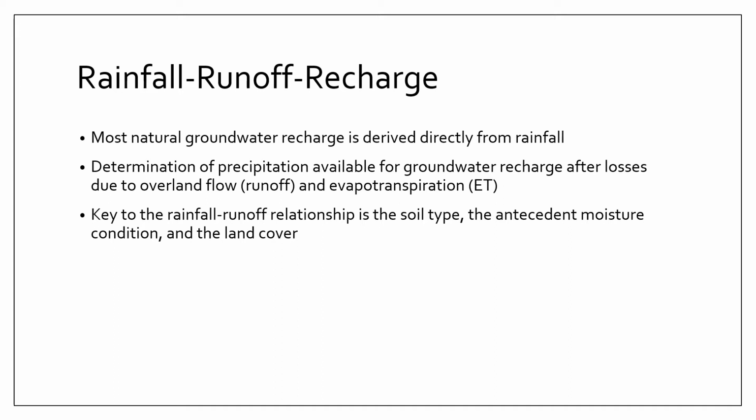And what happens is we have to determine first which proportion of precipitation is actually available for groundwater recharge, after we take into account how much water is lost to overland flow or runoff, and how much is also lost to evapotranspiration. Right now, we have to discuss these two processes in order to properly understand how much precipitation is actually left for groundwater recharge.